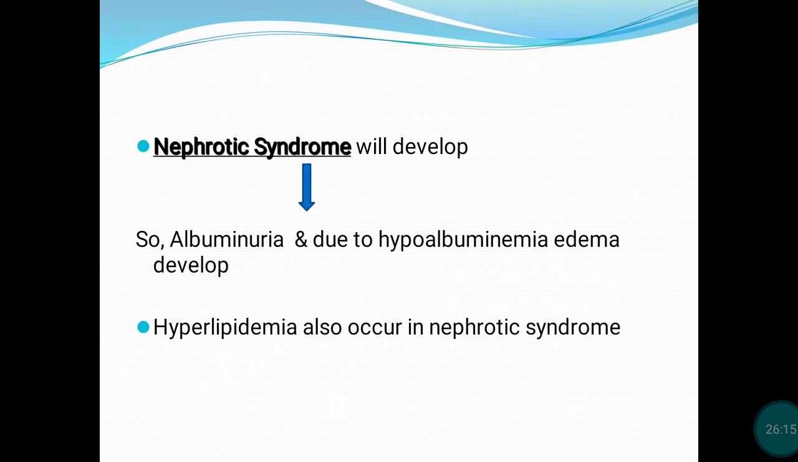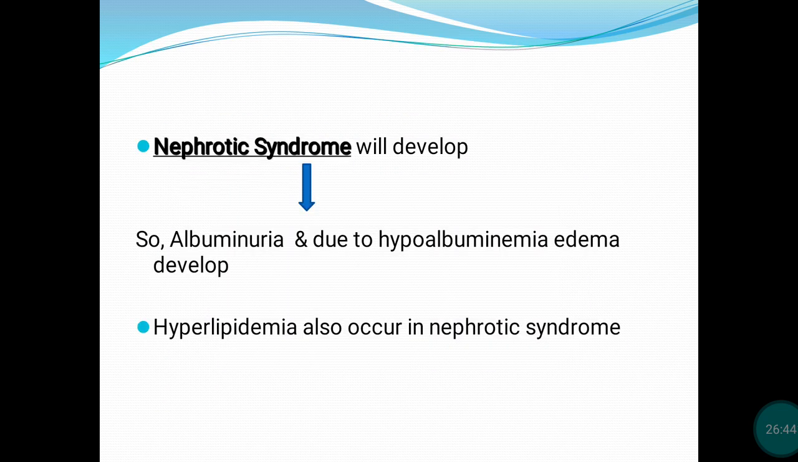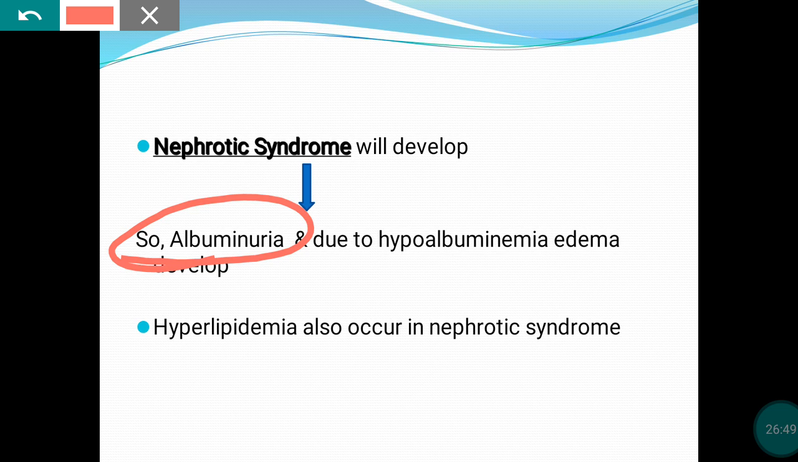So now what will happen? This accumulated amyloid can damage the podocytes in the kidney. The kidney has podocytes, right? And they have a negative charge, so they will repel the albumin. They will not allow the protein to pass into the urine. But what happens in this condition? The podocytes are damaged. Kidney damage is there. So the protein will get excreted in the urine, right? So there will be proteinuria and albuminuria.